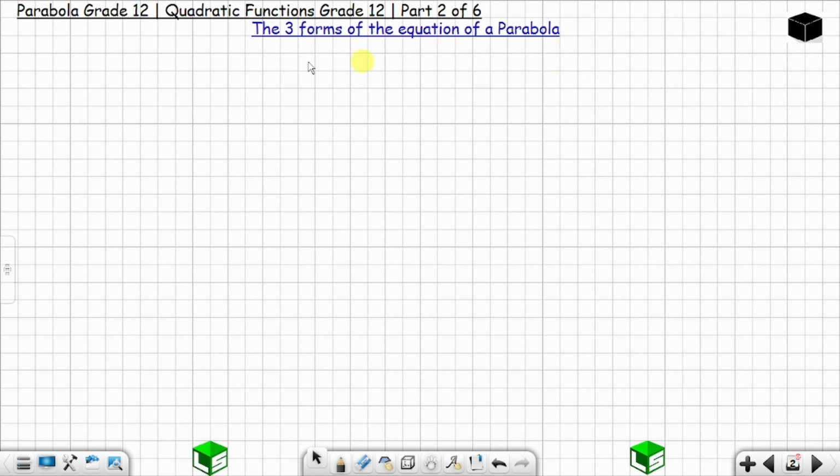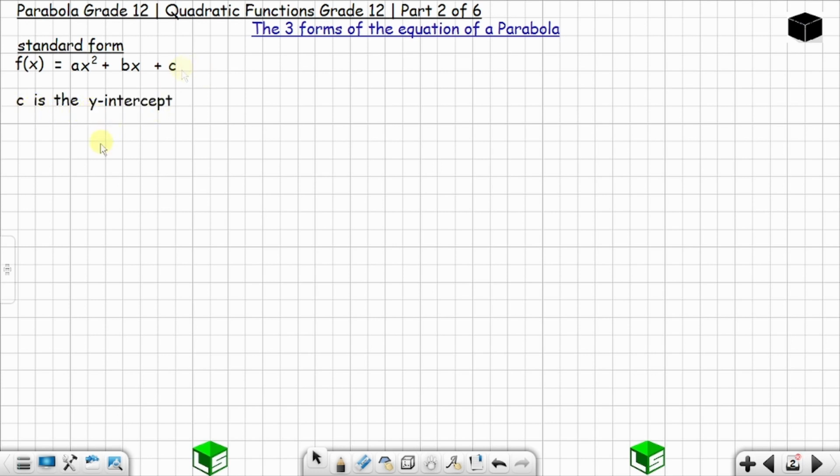Let's start with this one. The first one is known as the standard form. The standard form is when we have the equation given in this form: f of x is equal to ax squared plus bx plus c. You have to know that c represents your y-intercept. So c is the y-intercept.